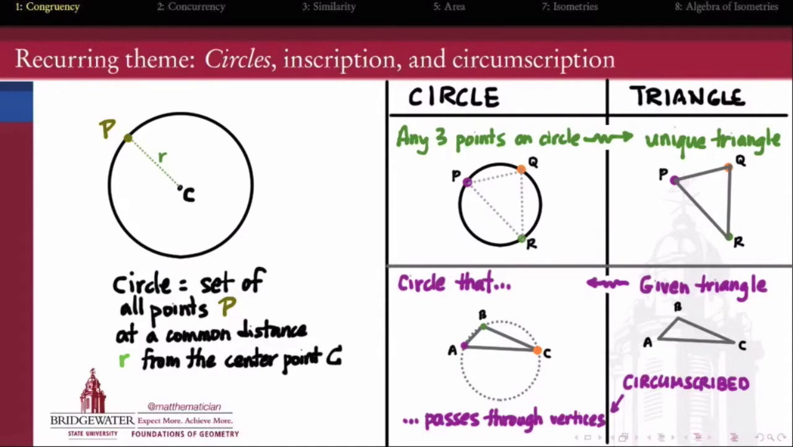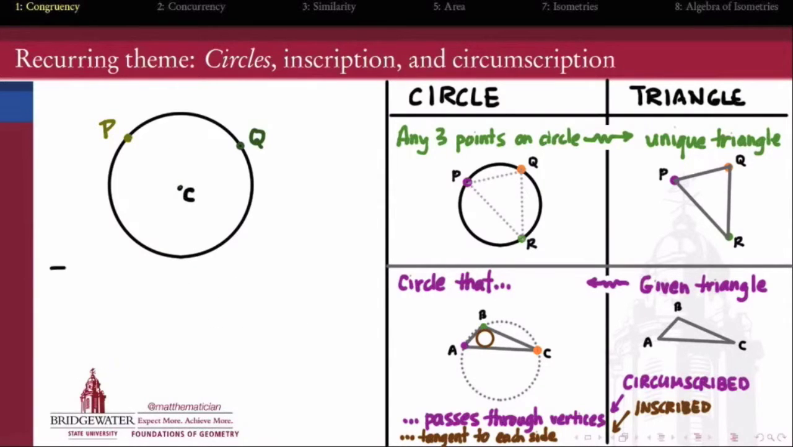But not only that, there's a second circle that instead of crossing all 3 of the vertices, will instead touch all 3 of the sides on the inside of the triangle, such that it's tangent to each of those 3 sides. We call that the inscribed circle. So there are 2 different ways that a triangle can determine a circle, but neither one of those is obvious to us at this point. It's something that we'll take up in more detail in Chapter 2 when we talk about concurrency.